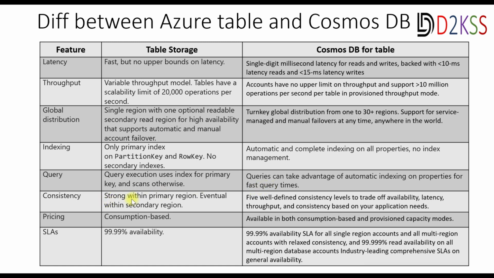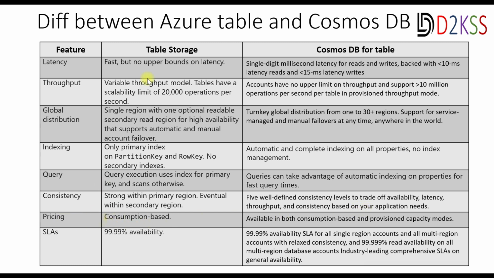Consistency: strong within the primary region, eventual with the secondary region. So all the requests should go to the primary region, otherwise they will go to the secondary region if the primary region is not available. There are 5 well-defined consistency levels to trade off availability, latency, throughput and consistency based on your application need.